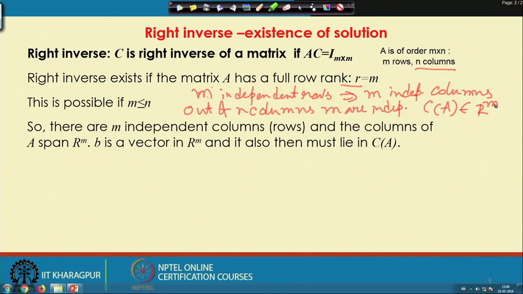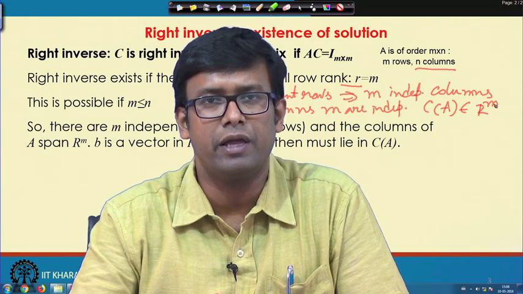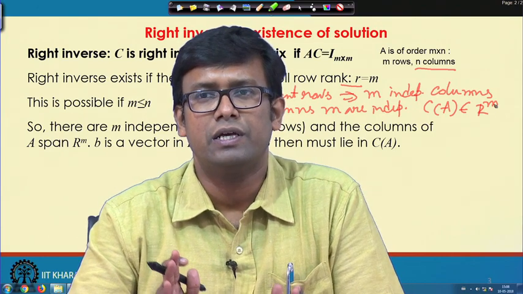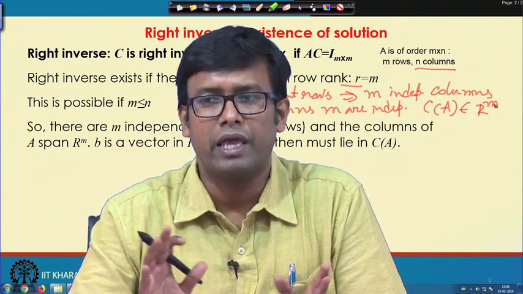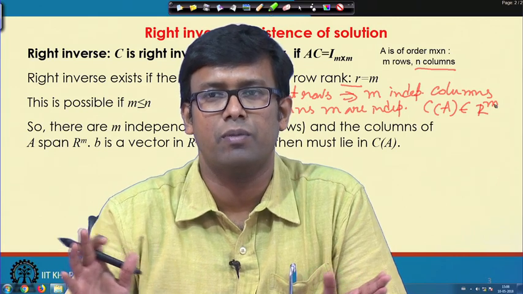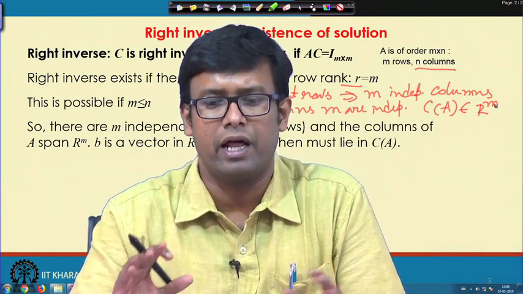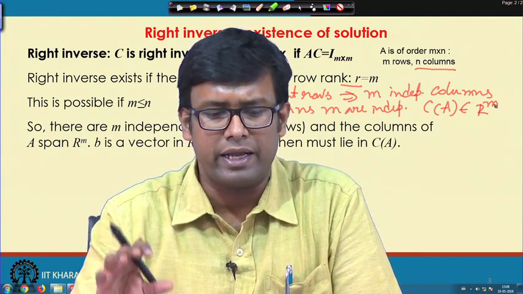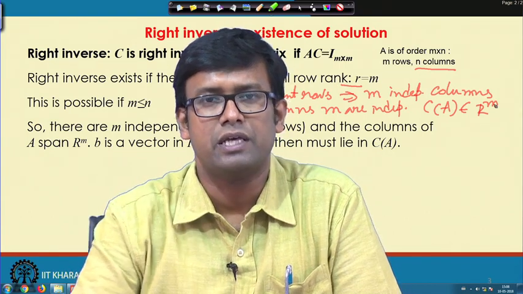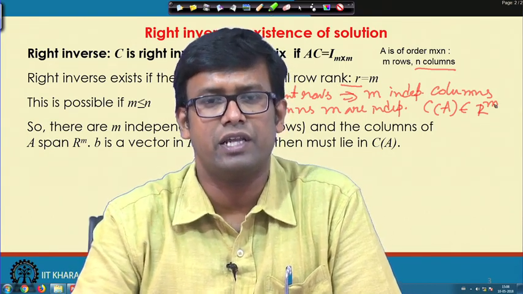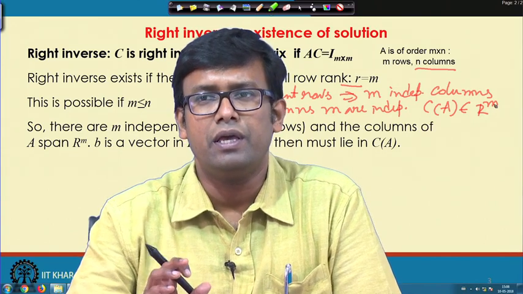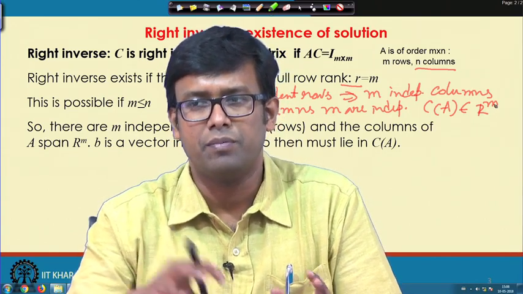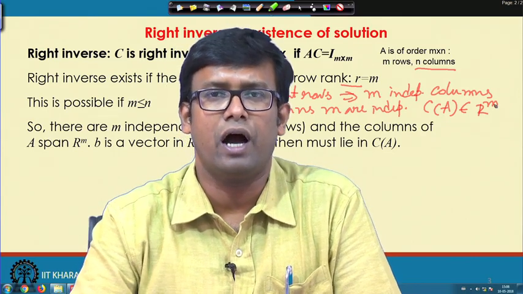So, we can say that there are m independent columns, which is the number of independent rows, they are the same, and the columns of A span R m, because there are m independent columns, each column vector belonging to R m. So, there are a total of m independent vectors, which can form a basis of R m or can span the entire R m. B, the right hand side vector, is a vector in R m.